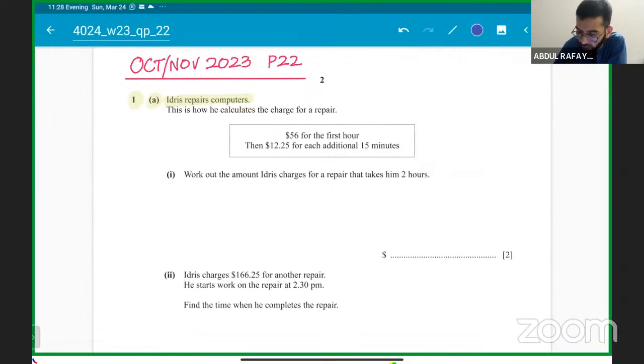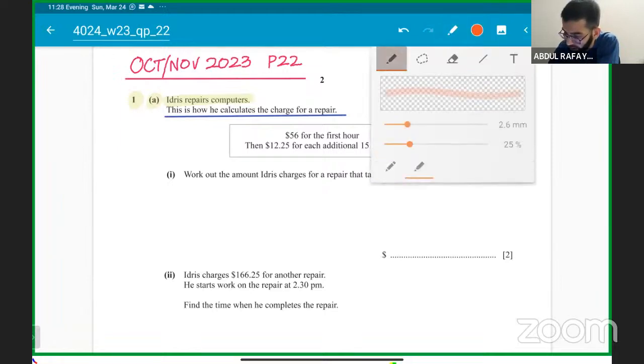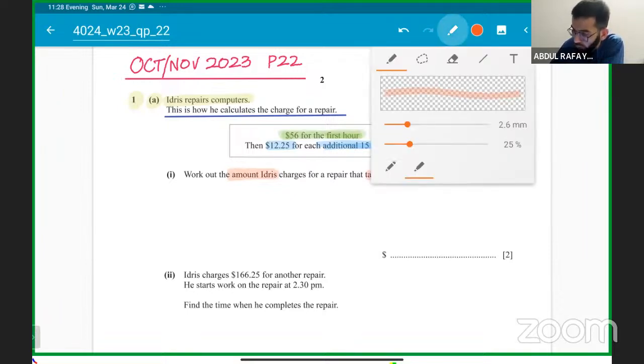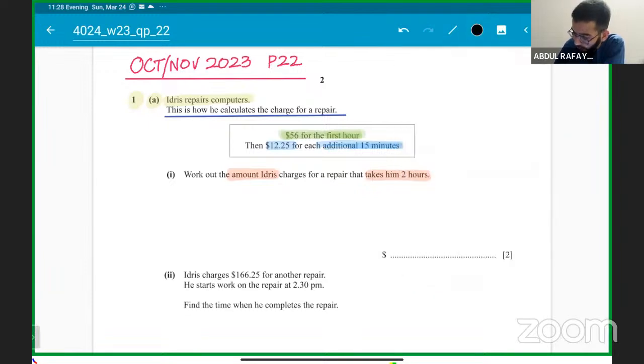He repairs computers, like a computer shop where repairing is done, so this is a basic level question from practical life, in which he is charging for the first hour $56, and then for each additional 15 minutes he is charging 12.25. We have to work out the amount Idris will charge for a repair that will take him 2 hours. Okay, everyone getting it?